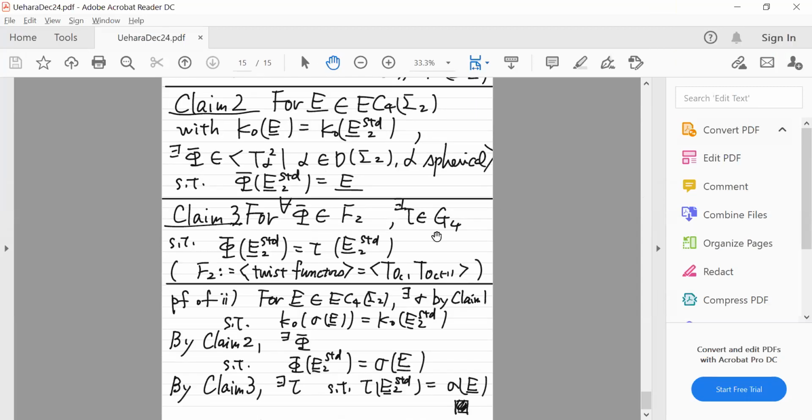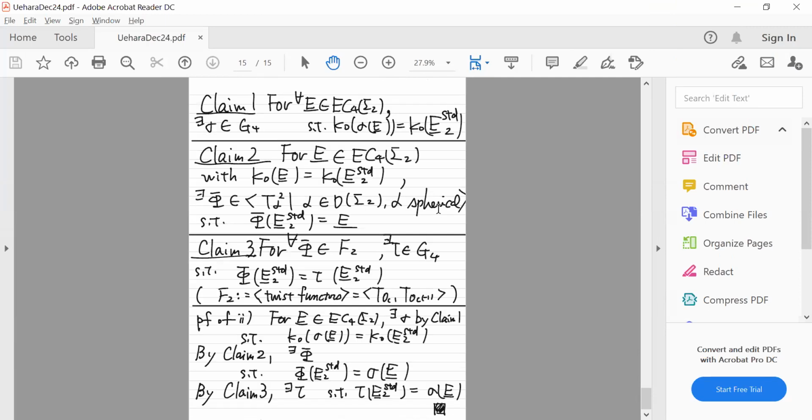Last page. Yes. So just combine claim 1, 2, 3. We can prove tau E2 standard is equal to sigma E. So E and the standard one can be connected by the action of G4. That's finished, so I stop here. Thank you very much. And I apologize. Okay, thank you.